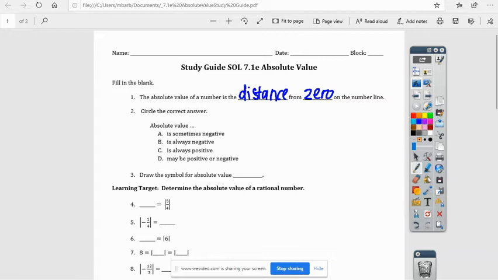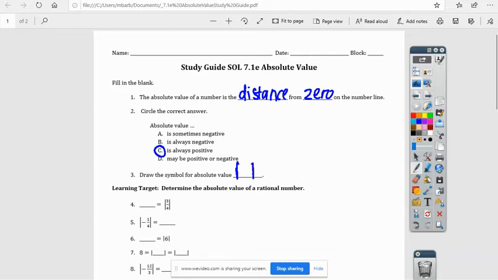Number 2, circle the correct answer. Absolute value is A, sometimes negative, B, always negative, C, always positive, or D, maybe positive or negative. We know that absolute value is always going to be positive, so we're going to circle C. Number 3, draw the symbol for absolute value. We know that symbol is going to be those vertical brackets or vertical lines.